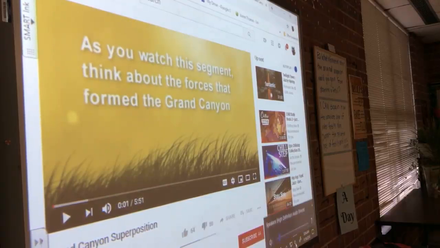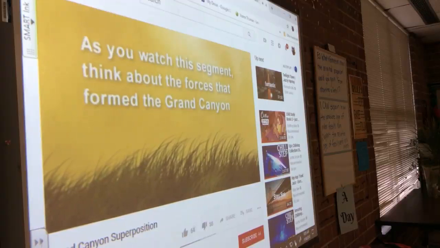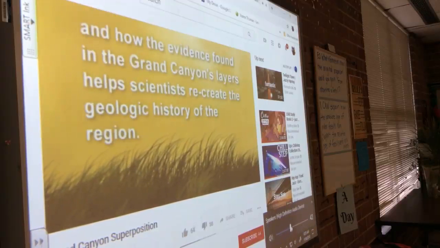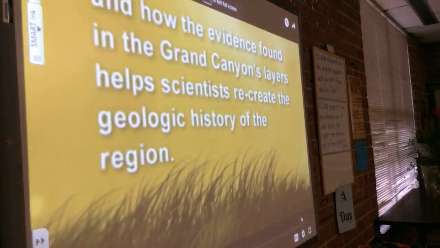So scientists love to study the law of superposition at the Grand Canyon because you can see the layers of rock yourself. You don't need any special equipment. You don't need to dig anything out. It's right there for you. Watch this section. Think about the forces that formed the Grand Canyon and how the evidence found in the Grand Canyon's layers helps scientists recreate the geologic history of the region.